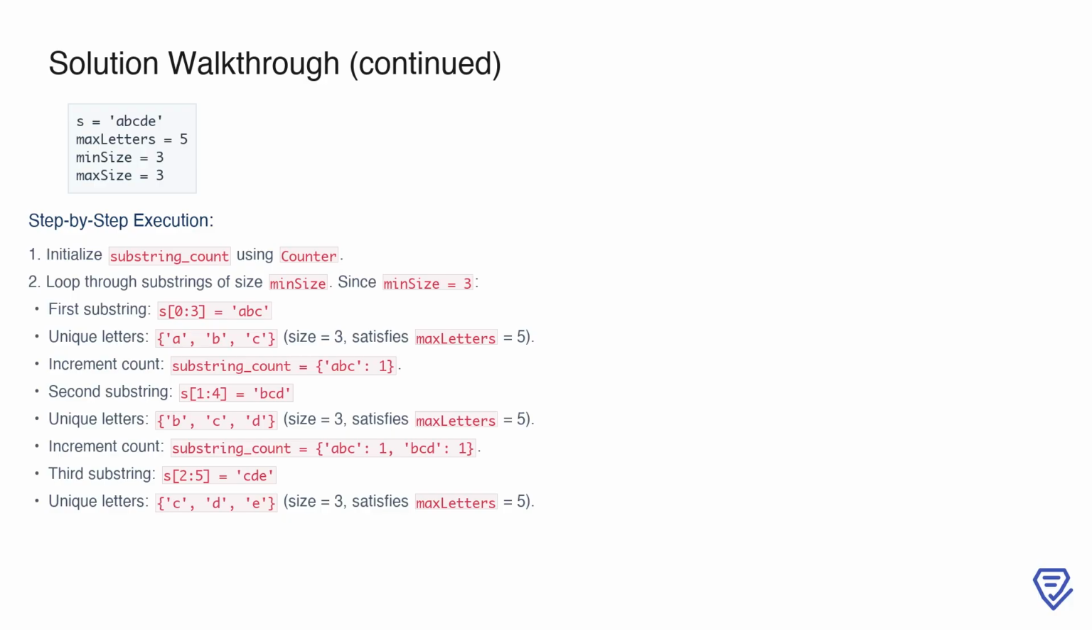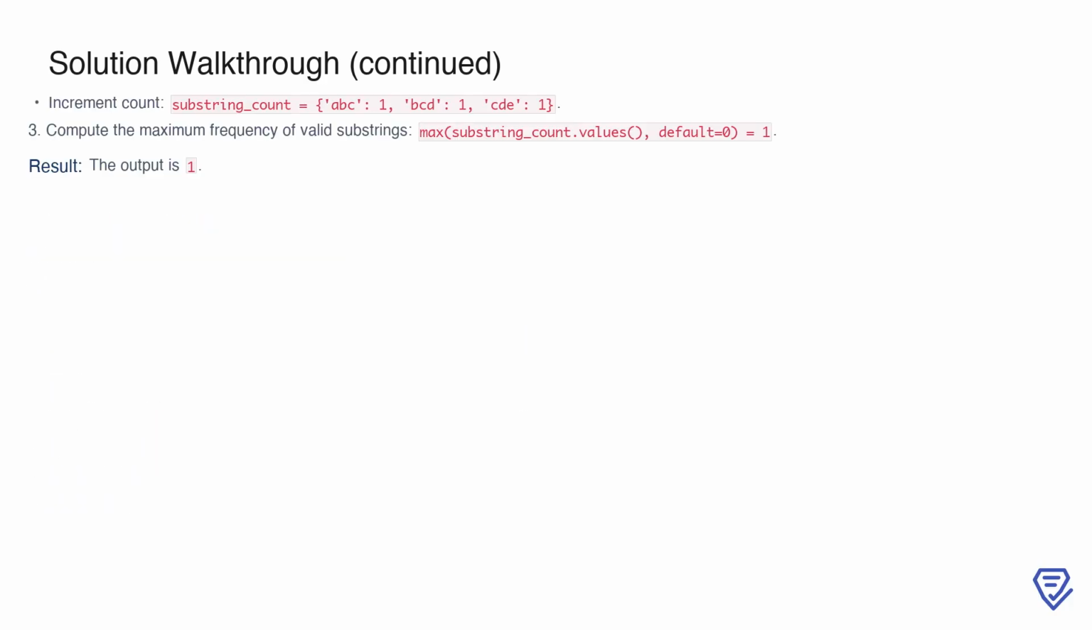Again, this satisfies the max letters condition, so we increment its count, and the dictionary updates to abc1, bcd1. Finally, we process the substring s[2:5] equals cde. The unique letters are C, D, E, which total 3 and satisfy max letters equals 5. We increment its count, updating substring_count to abc1, bcd1, cde1.